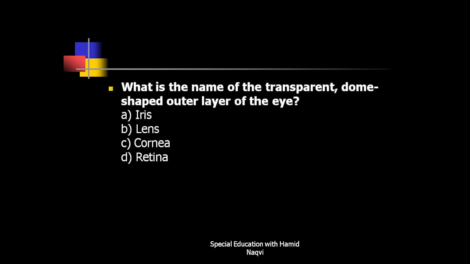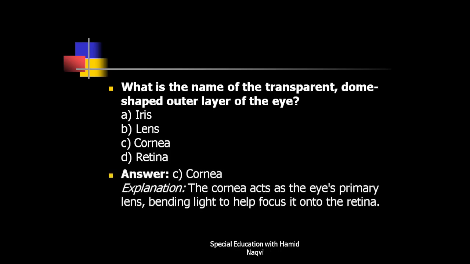What is the name of the transparent dome-shaped outer layer of the eye? Iris, lens, cornea, retina. Cornea. The cornea acts as the eye's primary lens, bending light to help focus it onto the retina.